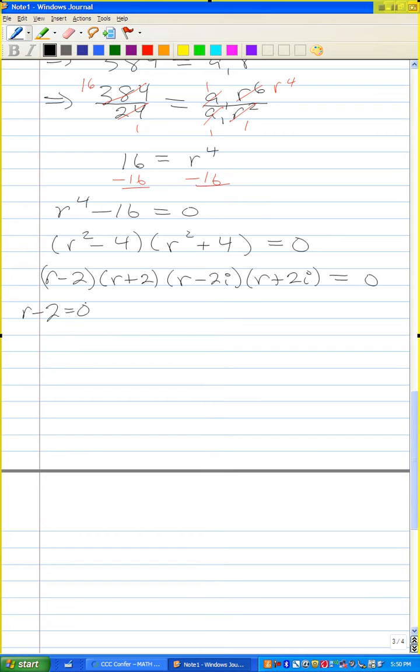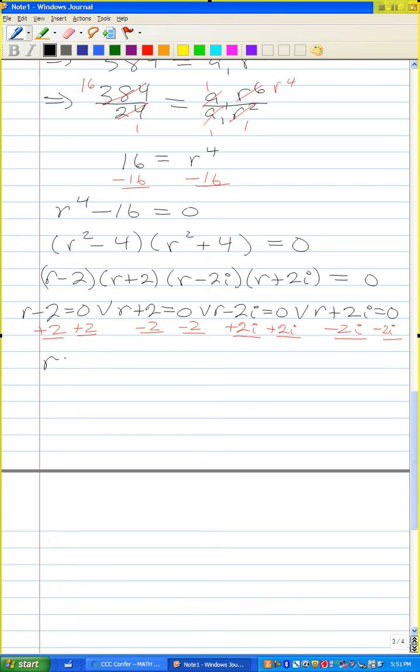R minus 2 is 0. R plus 2 is 0. R minus 2i is 0. R plus 2i is 0. Add 2 to both sides of your equation. Subtract 2 from both sides of your equation. Add 2i to both sides of your equation. Subtract 2i from both sides of your equation. And so r is equal to 2. R is equal to negative 2. R is equal to 2i. R is equal to negative 2i.